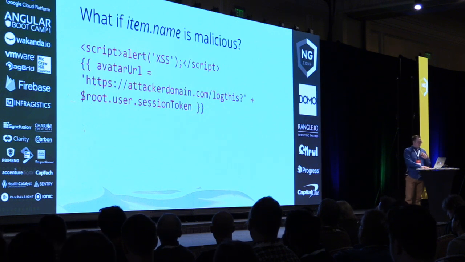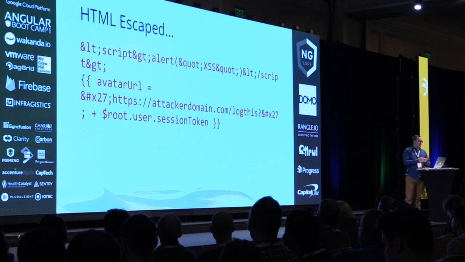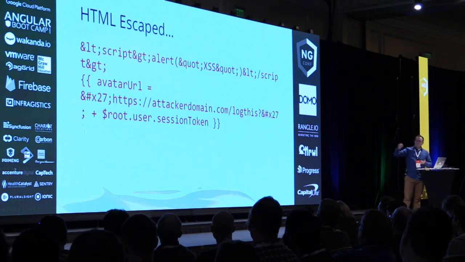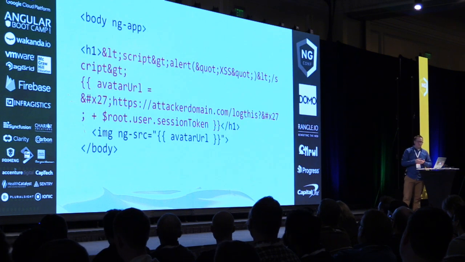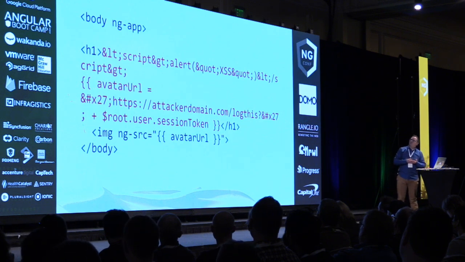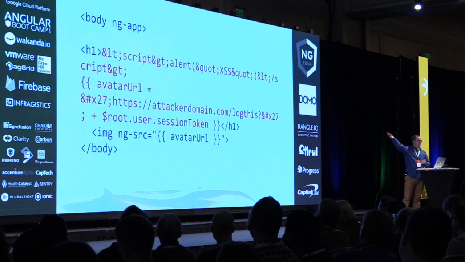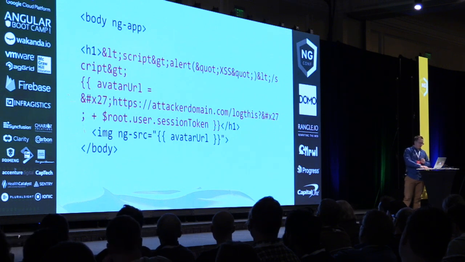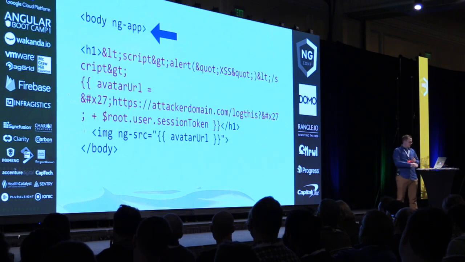So item.name comes along as that. That gets HTML escaped by your templating engine on your server side. So that's kind of the output of the escape function. Combine that into your template. Here's what your template looks like now, right? So I've got my H1 tag. My script tag, that's escaped. That's fine. That's going to show up as ugly text on the screen, but no big deal, right? But look at that Angular expression. That came right through. I have ng-app on the body there. And so what's going to happen is Angular is going to come along, and it's going to do what you told it to do.